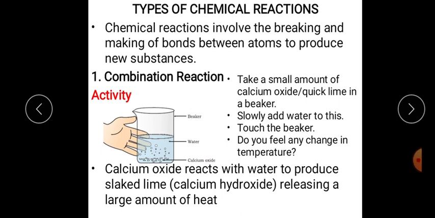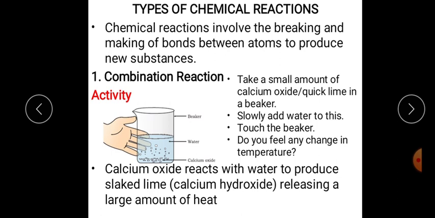Today I am going to teach you the topic of chemical reactions. Now what is meant by chemical reaction? Yesterday we have seen how the chemical reactions in environment takes place. So chemical reactions generally takes place when the atom from one element react with the atom of another element. This chemical reaction involves breaking and making of bonds between atoms to produce a new substance.